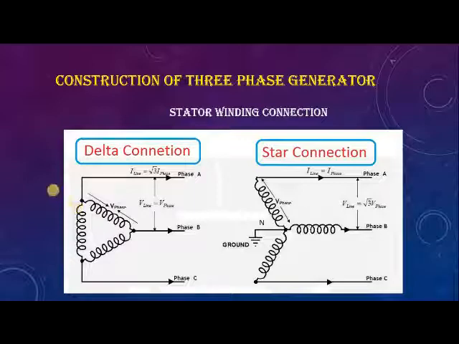So there are 2 types of connecting stator winding. One is delta connection, the other one is star connection. Look at the first diagram, and this is delta connection. The 3 windings are connected in triangular fashion. And from the corners of the triangle, we have taken 3 terminal wires. From the first corner, A phase, second corner B phase, and third corner C phase.